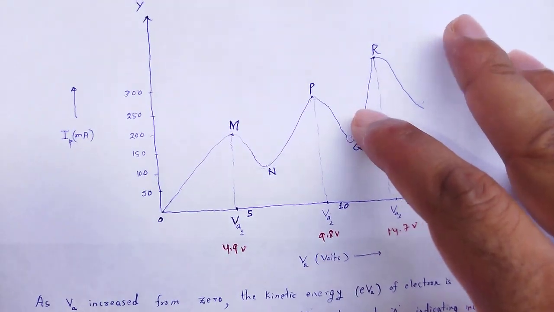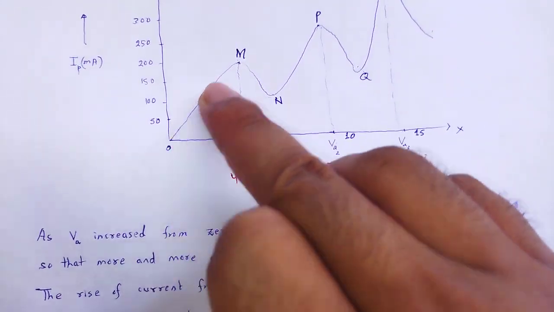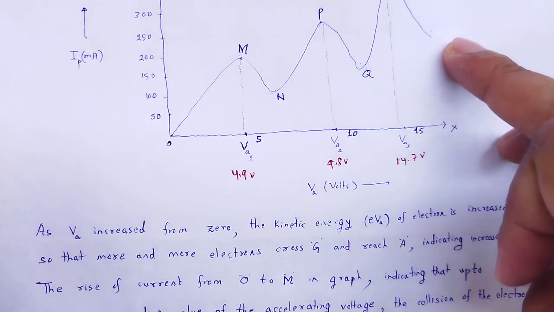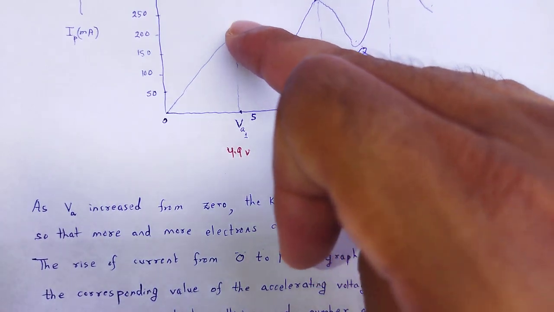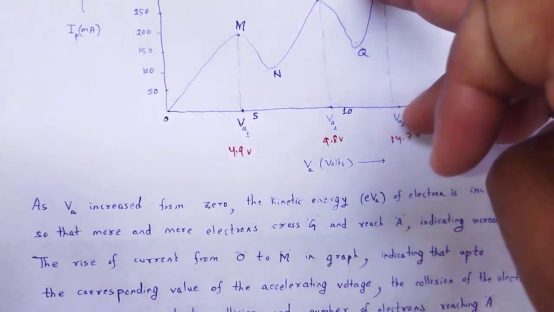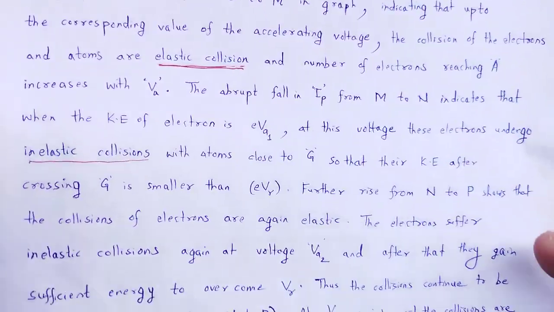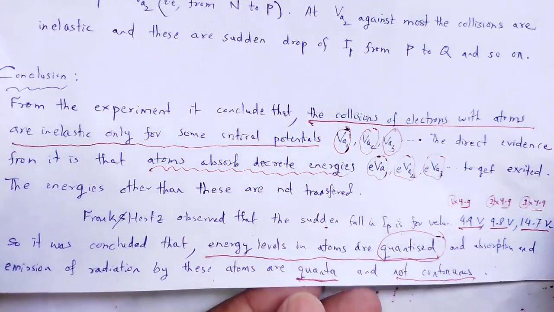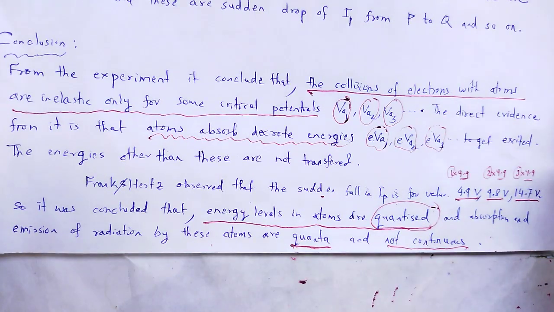Observations from the experimental setup: we plotted a graph between V_A and I_P, and we see this type of graph. In the OM region, we notice elastic collision, and suddenly it changes. So at that situation we see inelastic, elastic, inelastic, elastic and inelastic collisions. From this we notice the energy levels in atoms are quantized, and the absorption and emission of radiation by these atoms are quanta in nature, but these energy levels are not continuous.